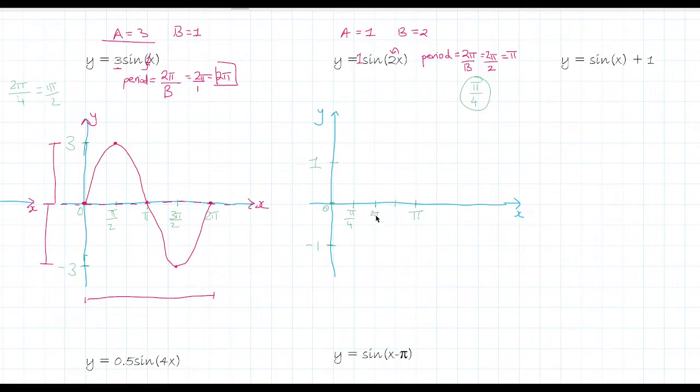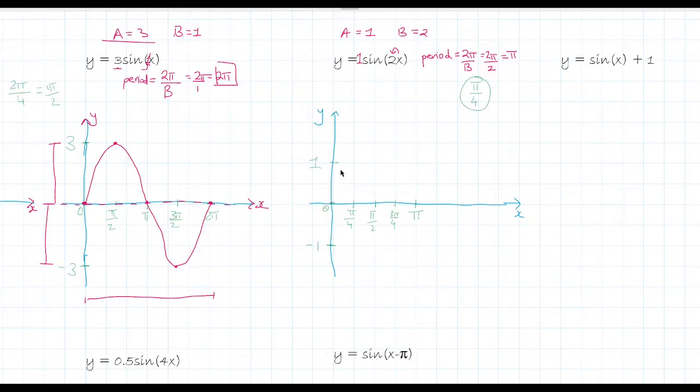This will be 2 pi on 4. And this will be 3 pi on 4. And that's pi. So 2 pi on 4 can be written as half pi if we simplify it. But you can leave it as 2 pi on 4. There's nothing wrong with that. All right, so let's draw in our graph.